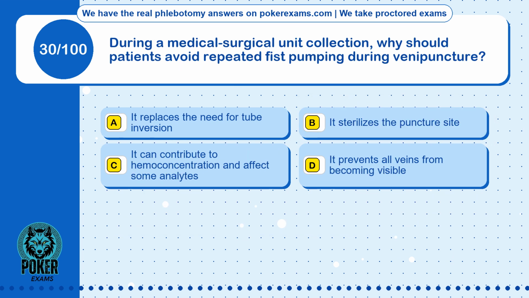Question 30. During a medical surgical unit collection, why should patients avoid repeated fist pumping during venipuncture? Option A. It replaces the need for tube inversion. Option B. It sterilizes the puncture site. Option C. It can contribute to hemoconcentration and affect some analytes. Option D. It prevents all veins from becoming visible.